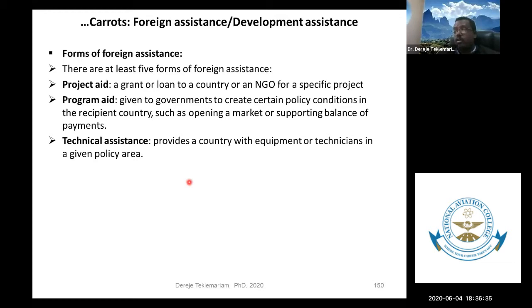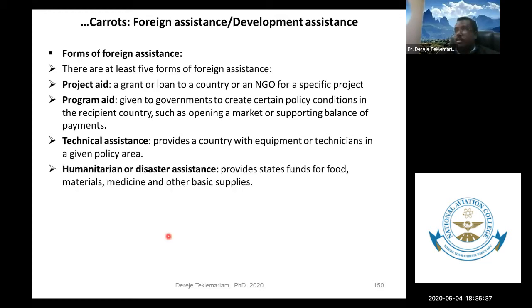Of course, they also need funding. The other type of foreign assistance is humanitarian assistance, also called disaster assistance. Those who engage in this assistance normally provide states with funds, which can be for food, material, medicine, or even other basic supplies.